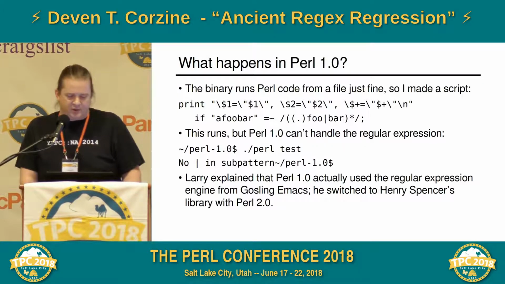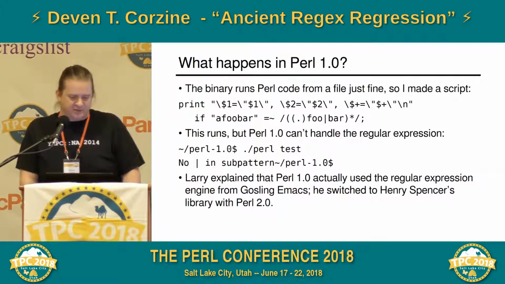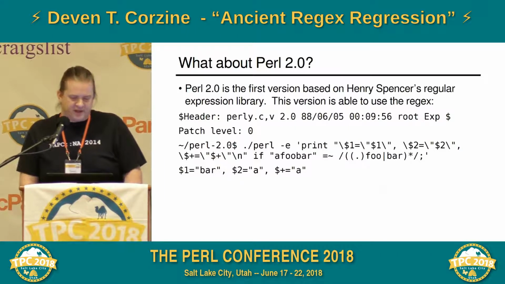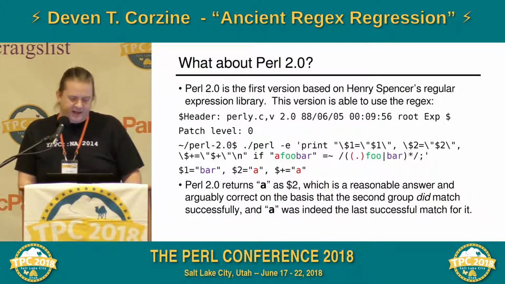And Larry explained that Perl 1.0 actually used the regular expression engine from Gosling Emacs. He switched to Henry Spencer's library for 2.0. So 2.0 is the first version of that library, and it can use the regex just fine. And it returns A as $2, which is a reasonable answer and arguably correct on the basis that the second group did match successfully, and A was indeed the last successful match for it.